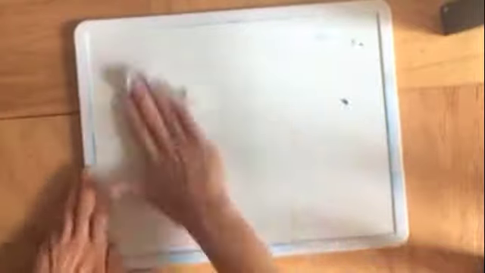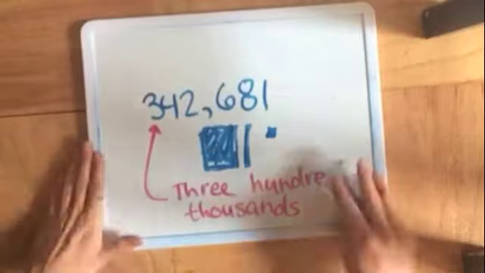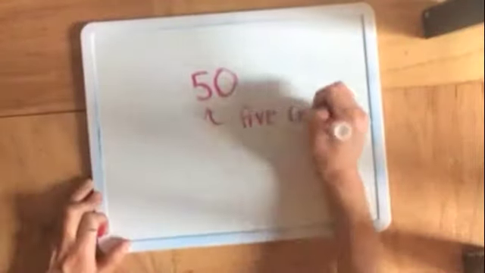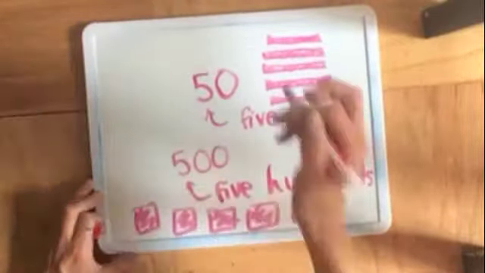Let's take a look at that in depth. So if I have the number 342,681, that means I have 1 one, 8 tens, or 8 of those long sticks, 6 of those 100 squares, and if I had enough to represent it, 3 of those 100,000s. If I look at the number 50, I have 5 tens. If I look at the number 500, I have 5 100 blocks and no 1s.